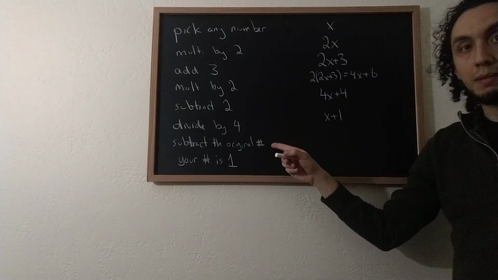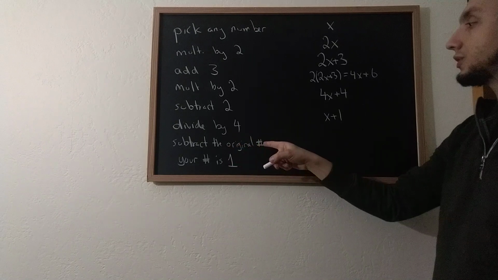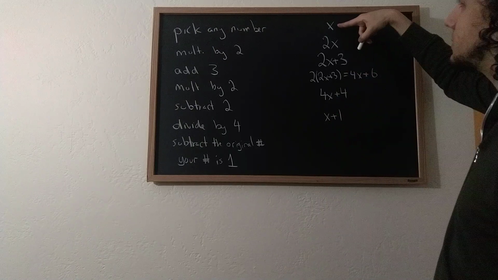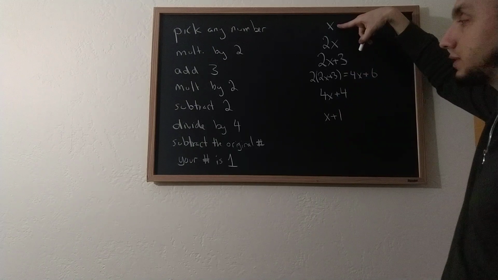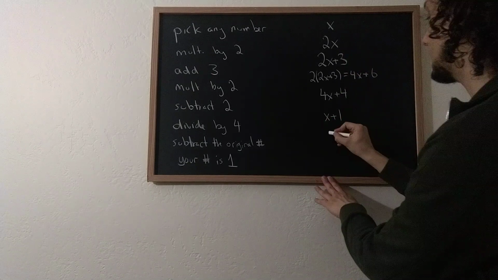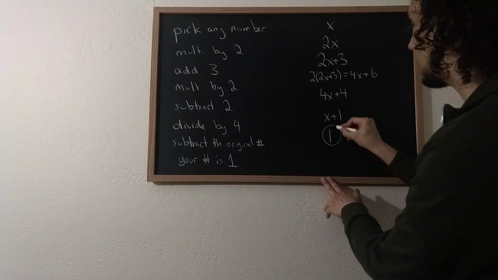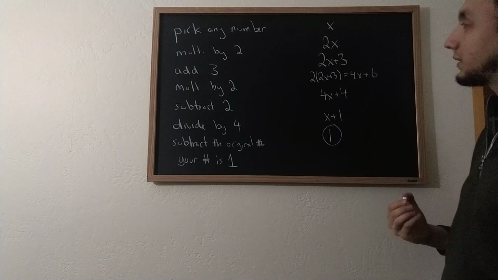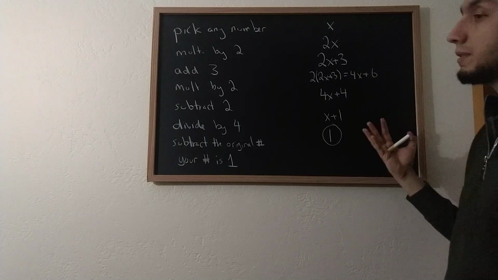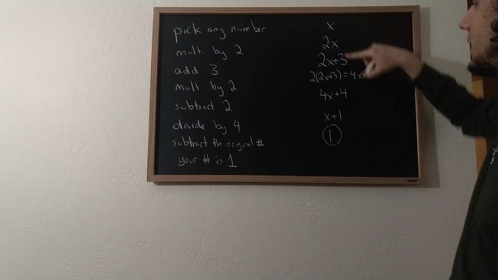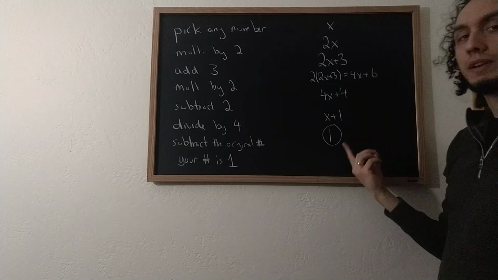And finally, the key part is where I said subtract the original number. Again, I don't know what the original number was, but I'm using x to represent that original number that you picked. So when I have x plus 1 and I subtract x from it, I just get 1. And that's how I knew you ended up with 1. So this shows the value of variables. When you don't know what a number is, you can still work with it and still sometimes find out interesting facts about it.